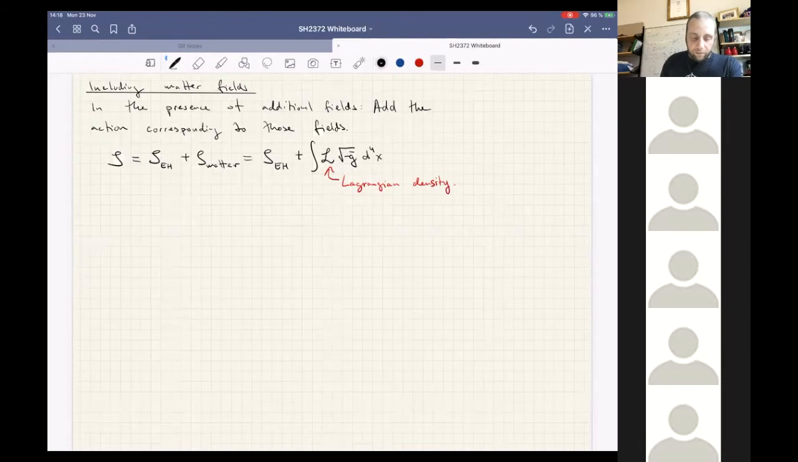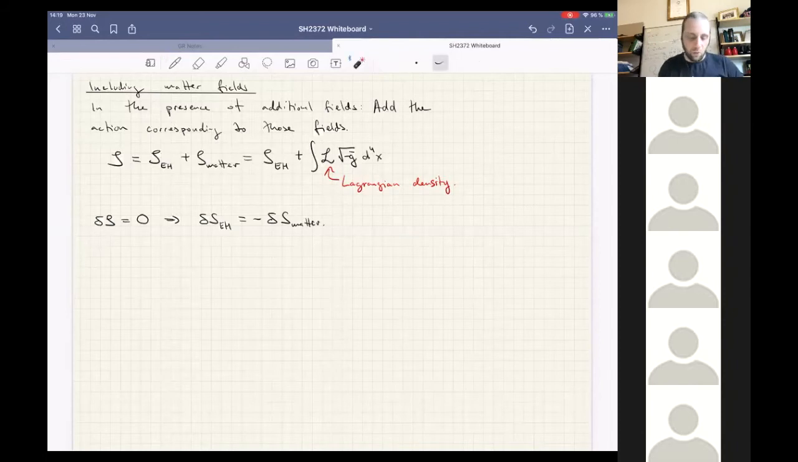So the thing here is that I no longer want to vary the Einstein-Hilbert action and put the variation of that to 0. What I instead want to do is vary the total action and put that to 0. So if I put the variation of the total action to 0, that means that the variation of the Einstein-Hilbert action must be equal to minus the variation of the matter action.